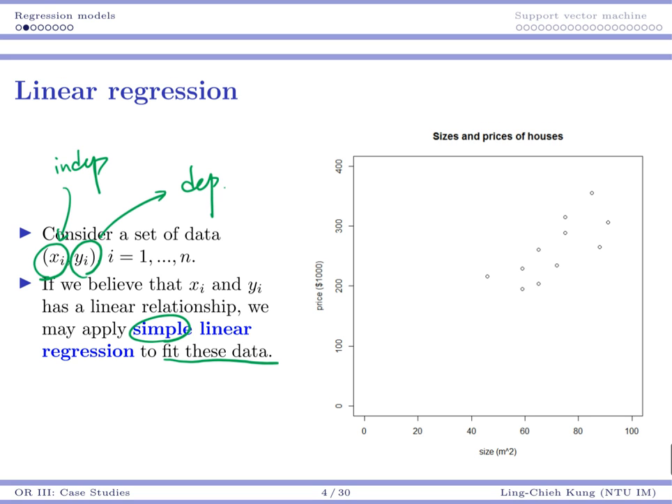When you have only one independent variable to explain the variability of your dependent variable, we call it a simple linear regression problem. If you have multiple independent variables, we call it multiple linear regression. But anyway, let's start with the simple one.